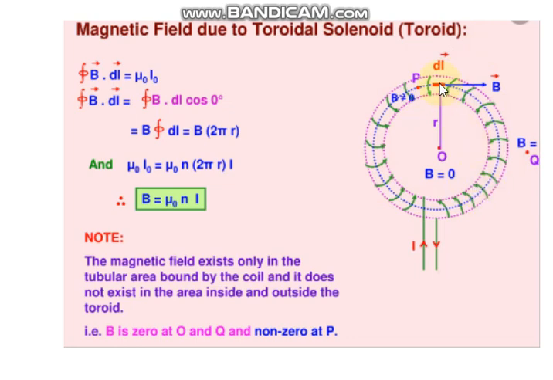So at any point P, the length segments dl of our Amperian loop and B will be parallel, in the same direction, along the tangent to the circle at that particular point. So B dot dl will be equal to B dl cos of 0.